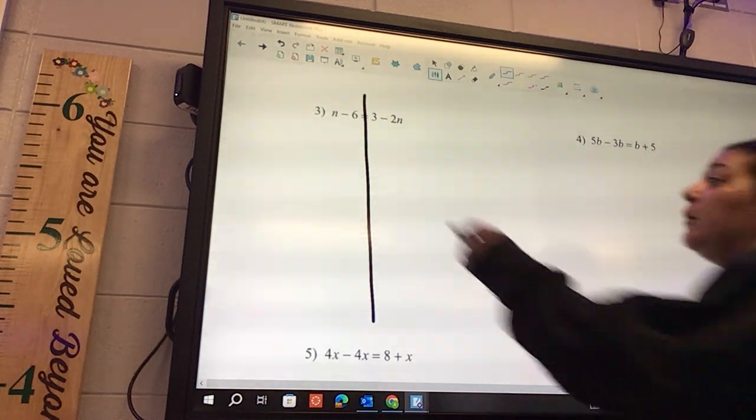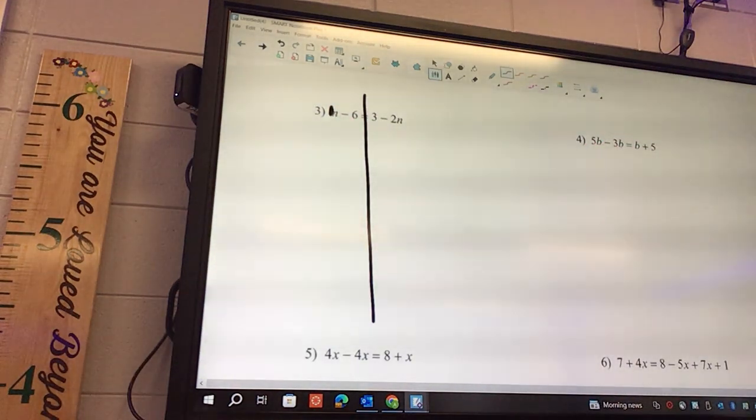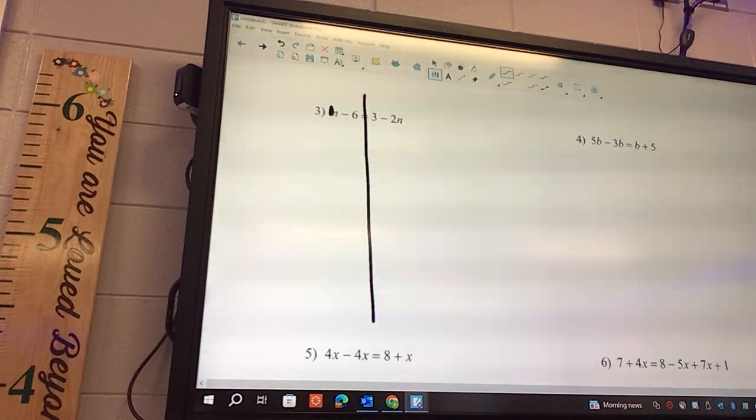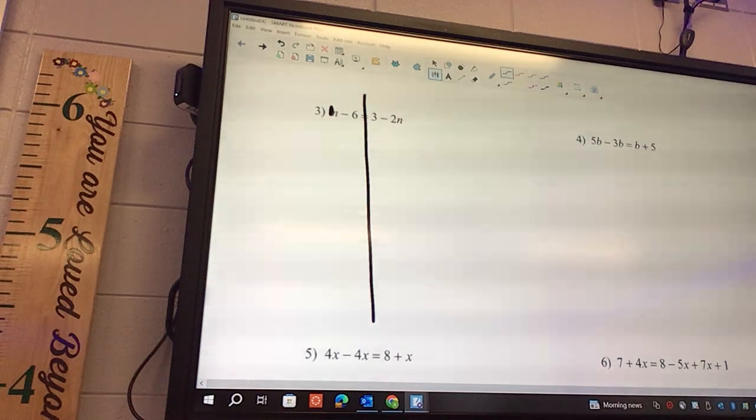First of all, I'm going to start by putting a 1 in front of this N. So 1N, is that a letter or a number? It's a letter. If it has a letter, it's a letter. -6, a number. 3, a number. And 2N, a letter. So we can see there's one letter and one number on the left, and one letter and one number on the right. If there were two letters on the same side, then those could get combined. Does that make sense?